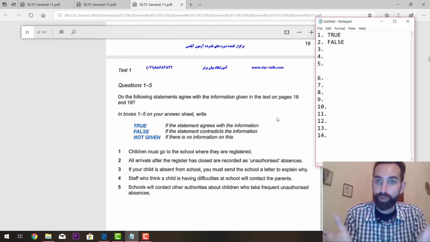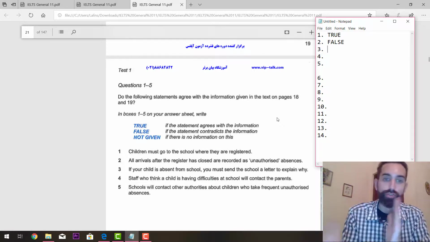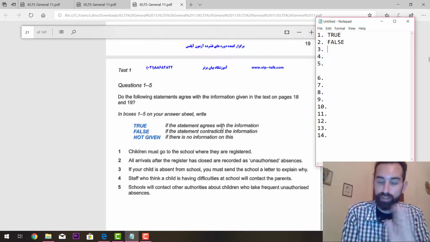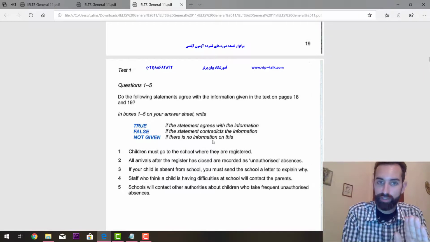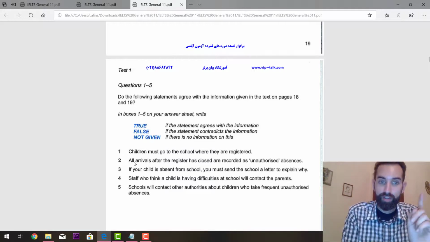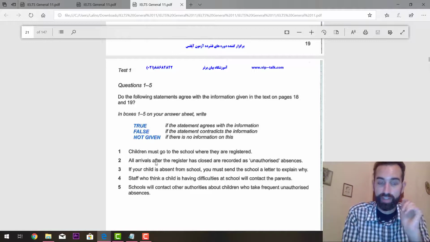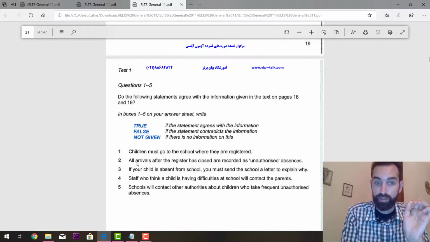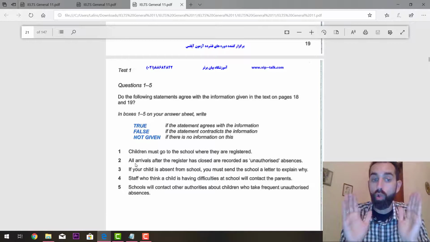So that's what you've got to do when you're trying to look for information, whether it's true or false. If it agrees completely with the information, such as children must go to the school where they are registered, it is true. But here, this statement contradicts the text above, because this says all arrivals, where the text says there are exceptions. If you have a good reason, then it's not unauthorized.